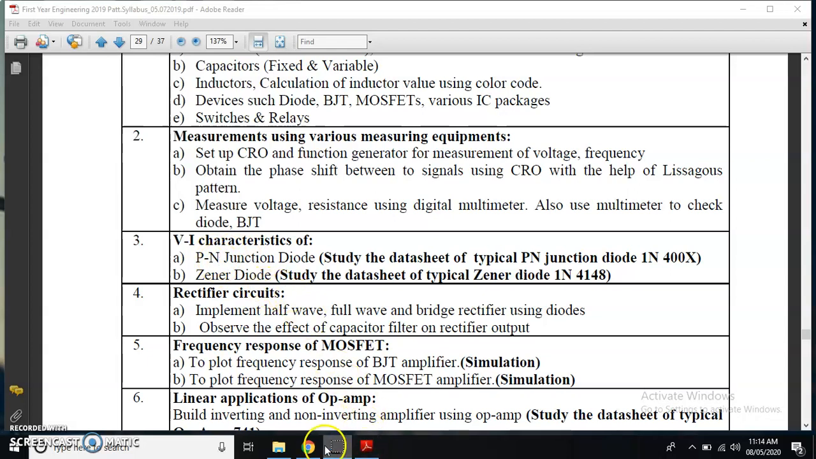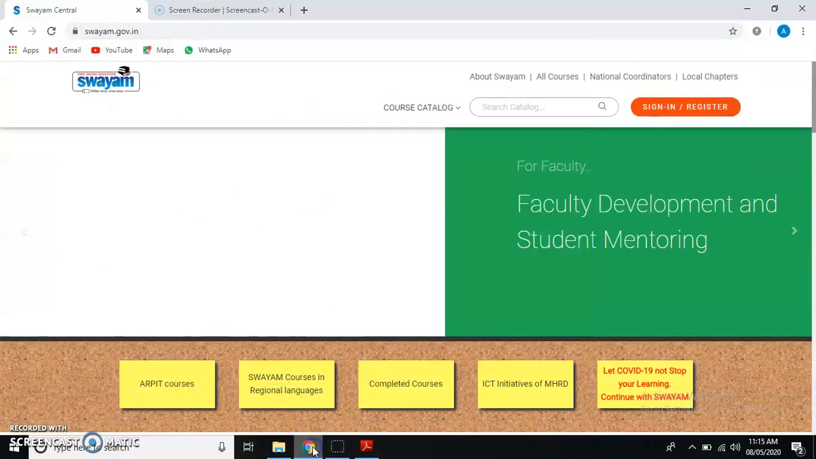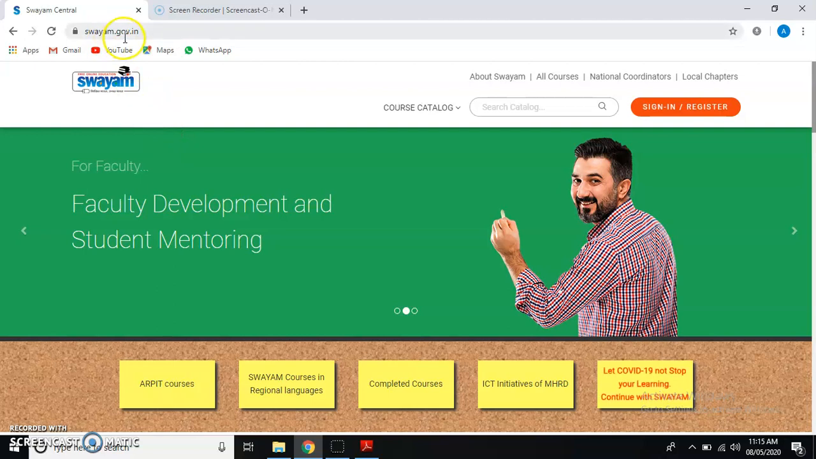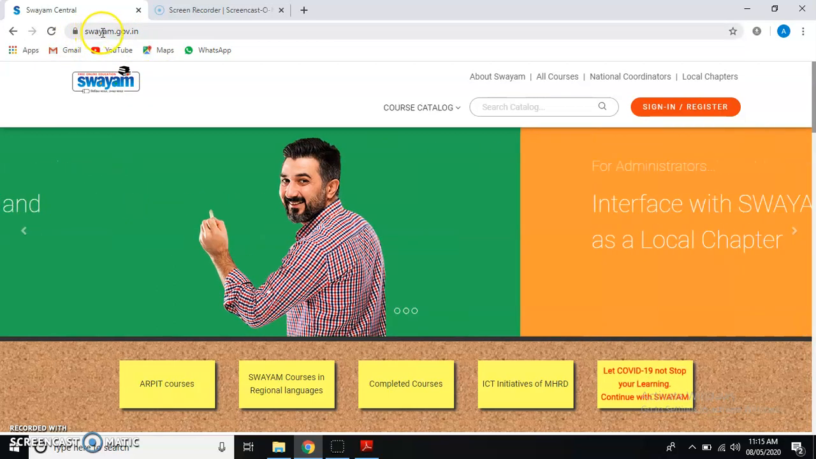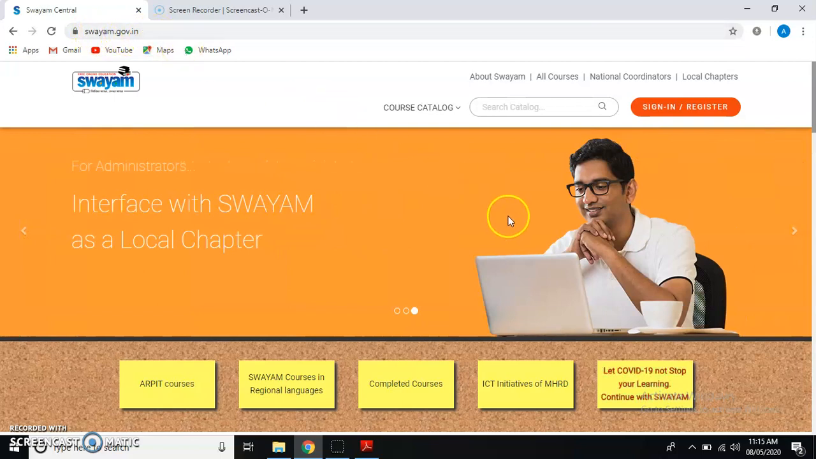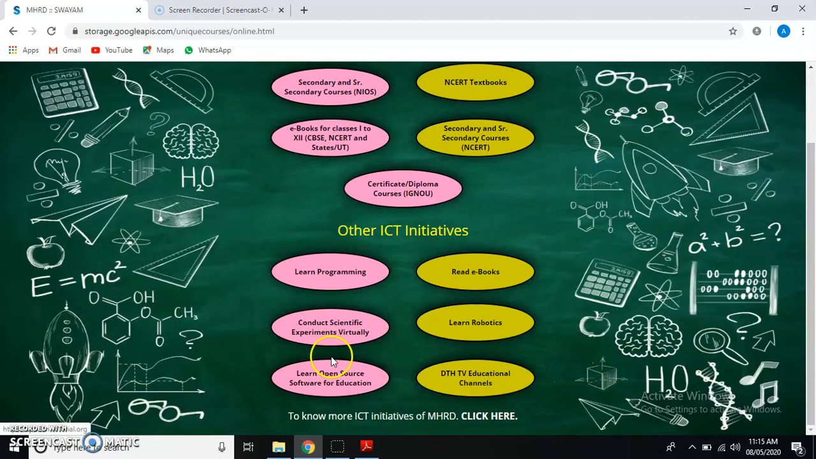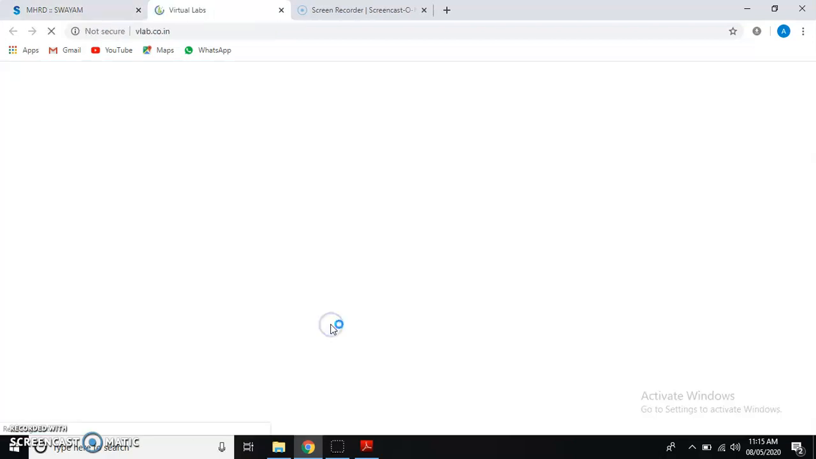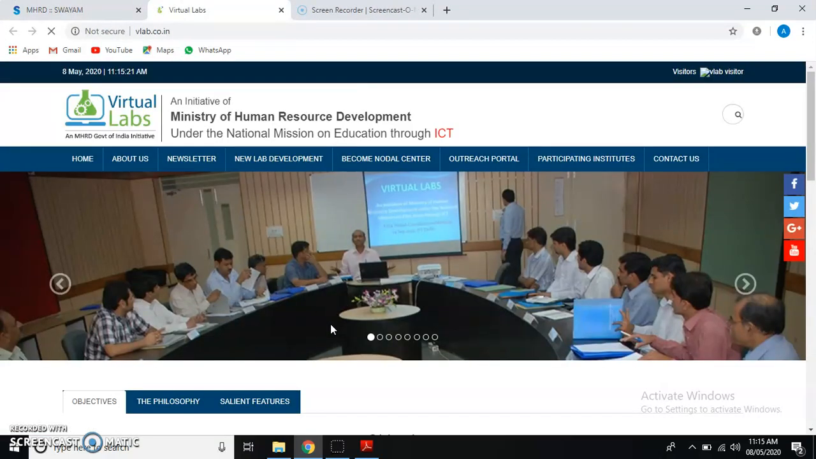So for that purpose, just open the swayam.gov.in website. Click onto the site swayam.gov.in. There you will find this particular tab. Open that tab and click on this conduct scientific experiment virtually. Or else you can directly log into the vlab.co.in website also.